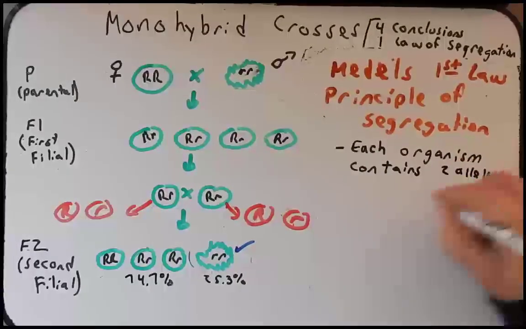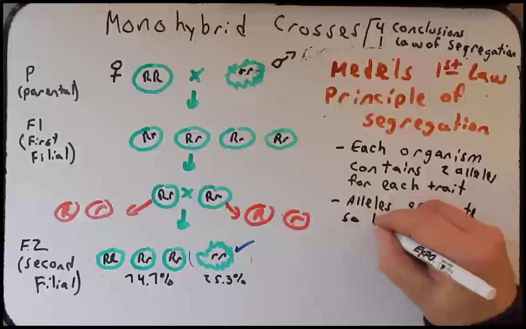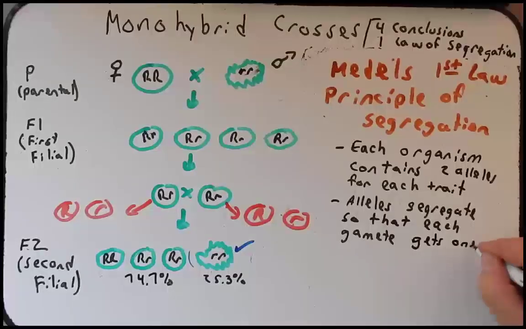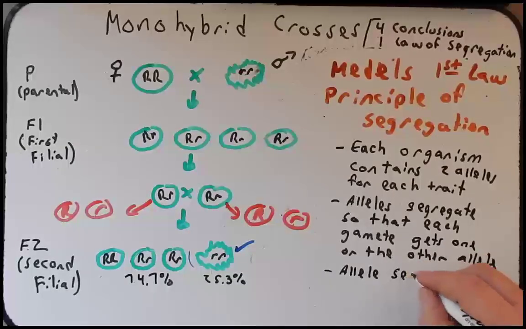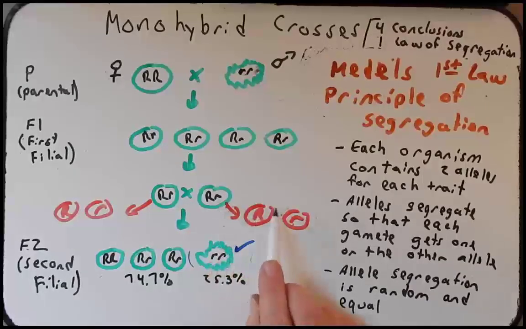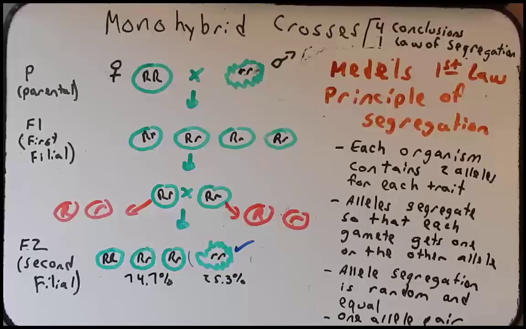And that is that each organism contains 2 alleles for each trait. Alleles segregate so that each gamete gets one or the other allele. Allele segregation is random and equal. When these alleles segregate, we know half will get the big R, half will get the little r. Which gamete gets which is completely random. That part is the random, but it's equal in that you should get 50% of each. Mendel's first law deals only with one allele pair. His second law will deal with more than one. That's the main difference. As a bit of a spoiler alert for the next podcast.